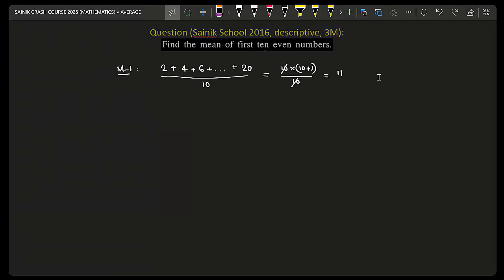See, sum of first n natural numbers means 1 plus 2 plus 3 and so on up to n. That will be n into n plus 1 by 2. Sum of first n numbers we used in this form in this question also. 2 plus 4 plus 6, you are adding only even numbers up to n even numbers. The result will be n into n plus 1.